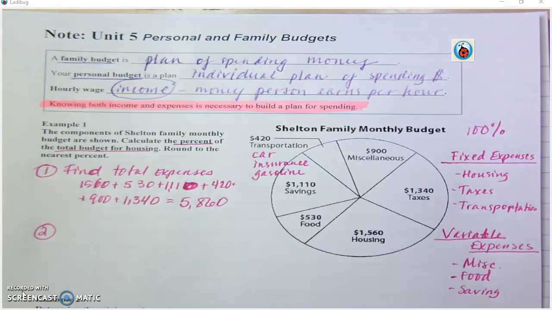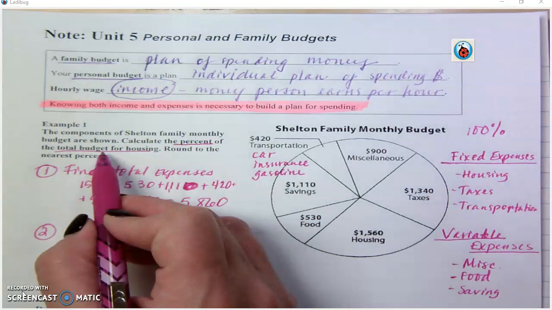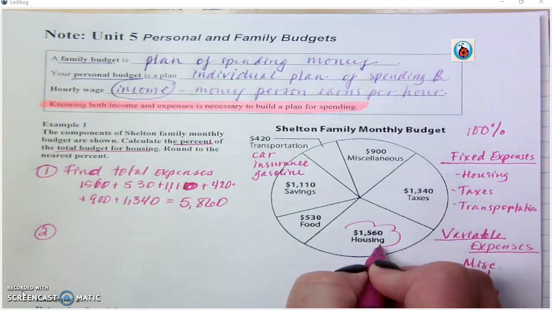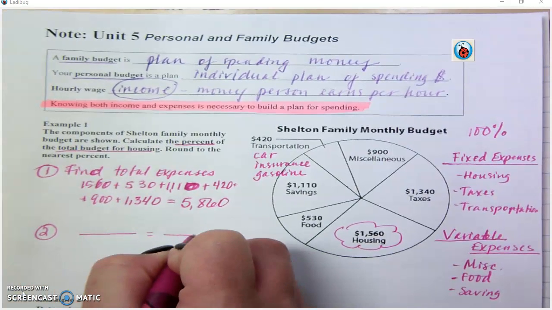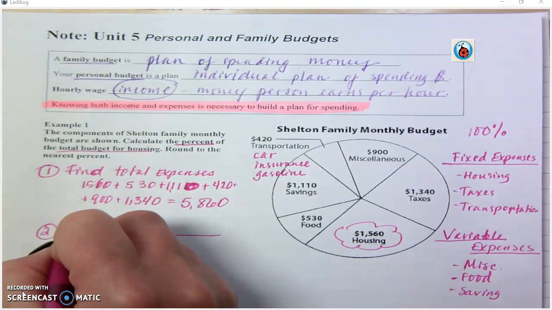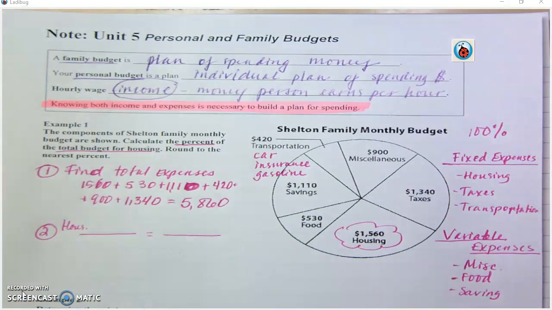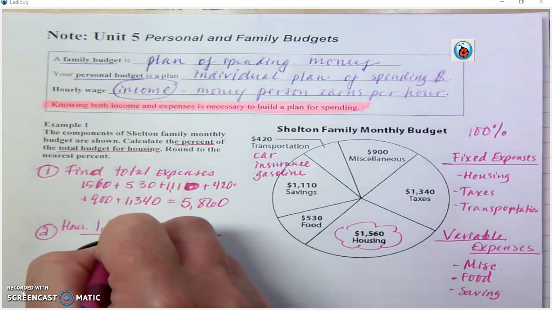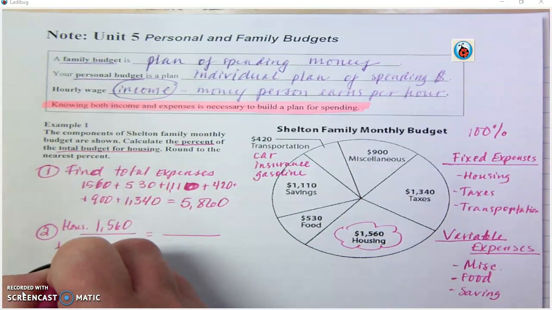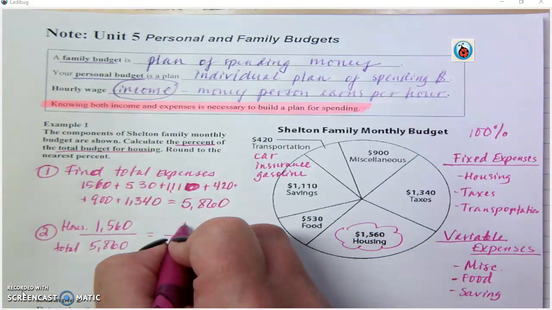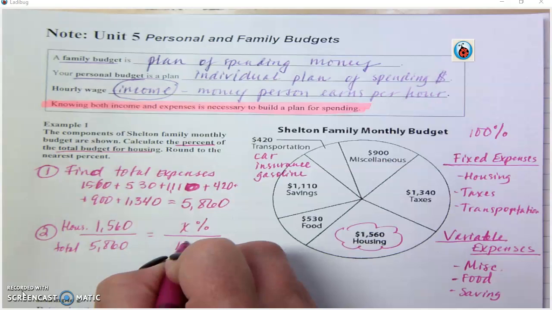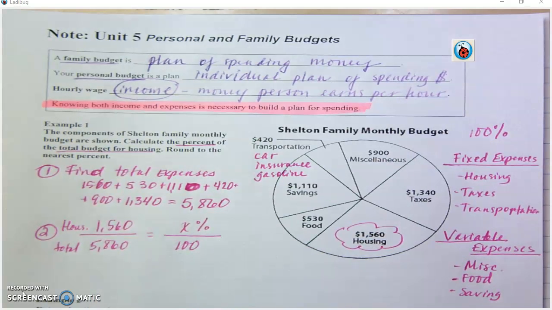And only then, guys, only then you can find your answer to that particular question. Percent of total budget for housing. So that's what we're working with, housing right here. And so what I'm going to do, guys, I'm going to use percent proportion in this situation. So housing is only part of the budget, $1,560. The total budget is $5,860. And so that's going to be my X percent, because that's what we asked to find, out of 100.